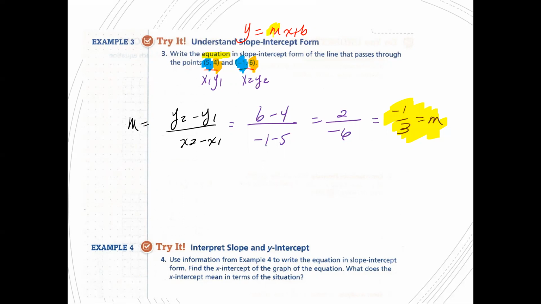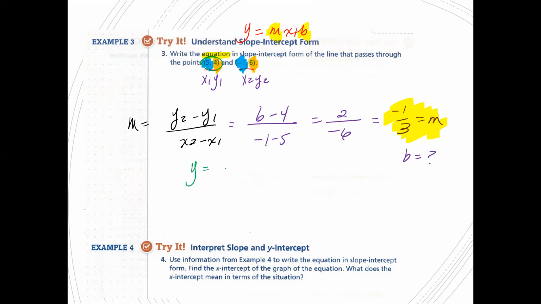Now the equation means that you have to have m and b. Well, I got m, but I'm still missing b. So what do I do? I go ahead and get the equation and I pick a point. I'm going to pick 5 and 4 because it doesn't have any negative numbers. So I'm going to pick this point right there.